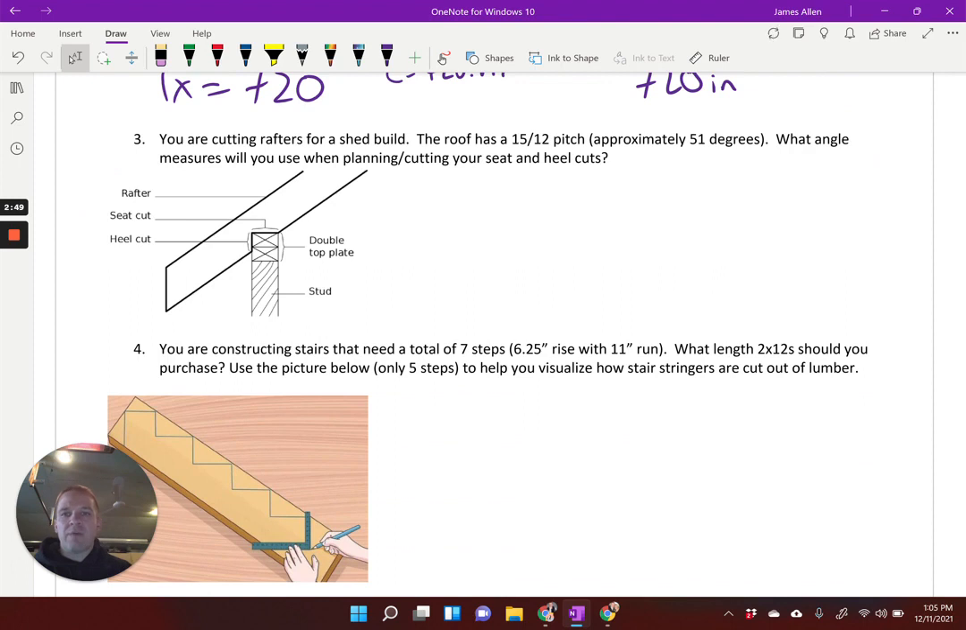Next one. You're cutting rafters for a shed build. The roof has a 15 over 12. Woo! That's a steep roof. Approximately 51 degrees. What angle measures will you use when planning and cutting the seat and heel cuts?